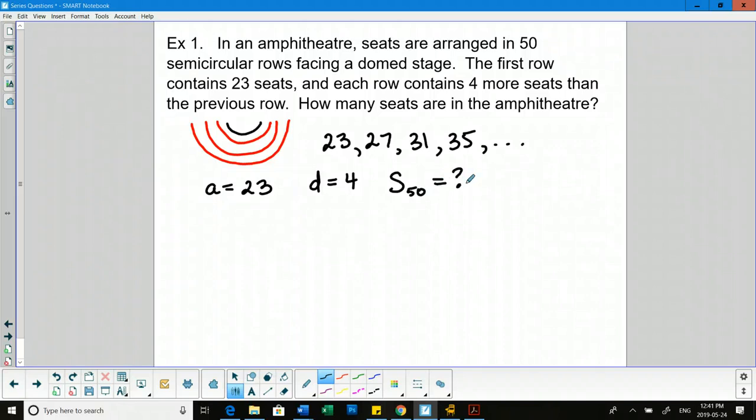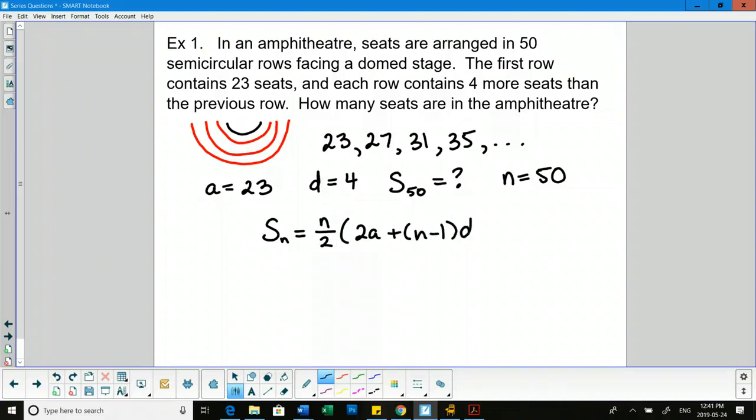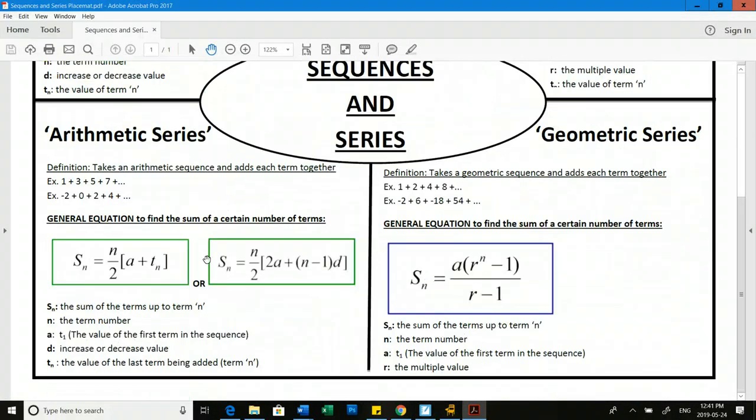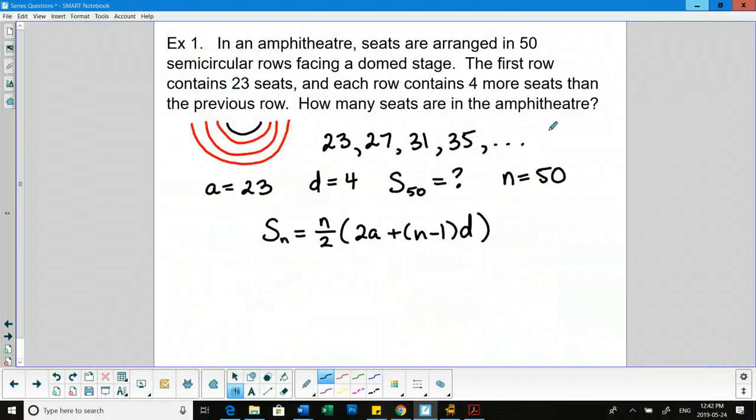And that means my n is 50. Okay? I'm going to use the arithmetic series formula that involves A and D. The only way that I can use the secondary one that I showed you guys, this one here, is if I know the amount of seats in the 50th row. Do we know the amount of chairs in the 50th row? So we can't use that one.